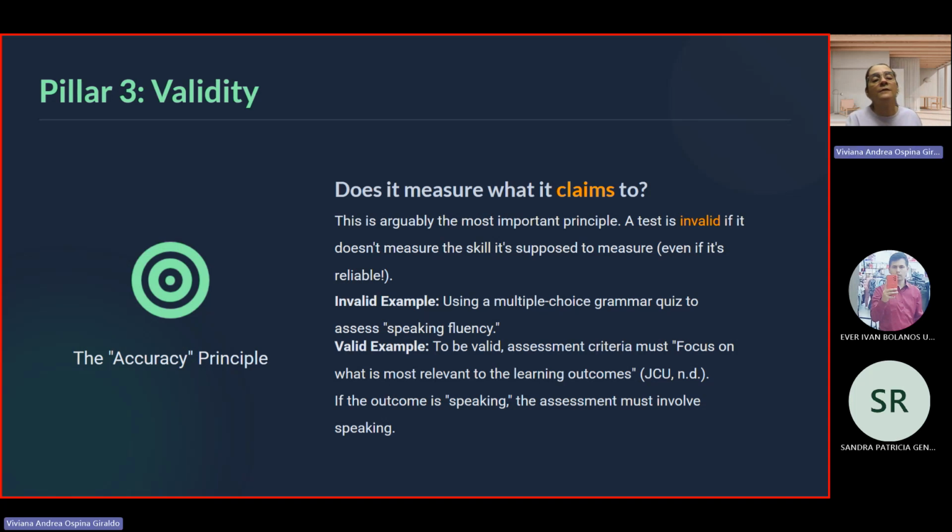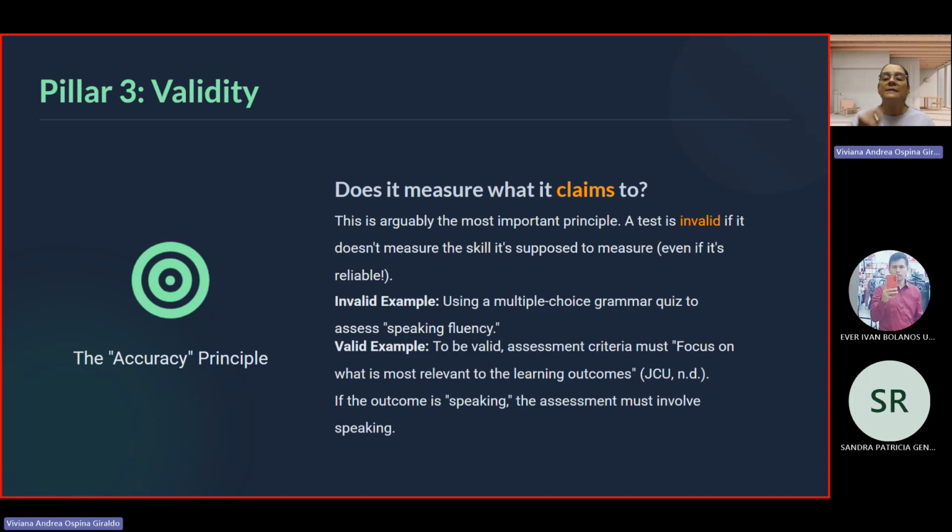Or I cannot evaluate my student's ability to write if he only tells me a story. So what is this test really meant for? So that is validity. The validity needs to measure what it is supposed to measure.